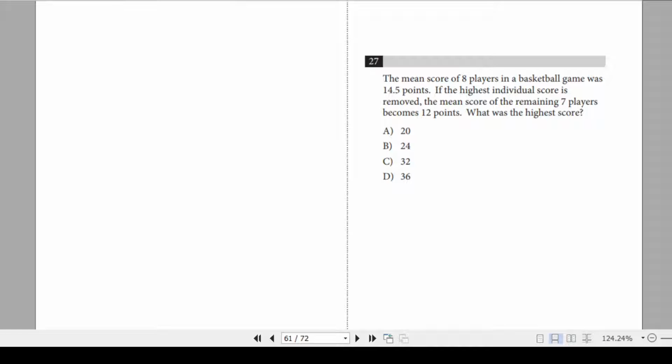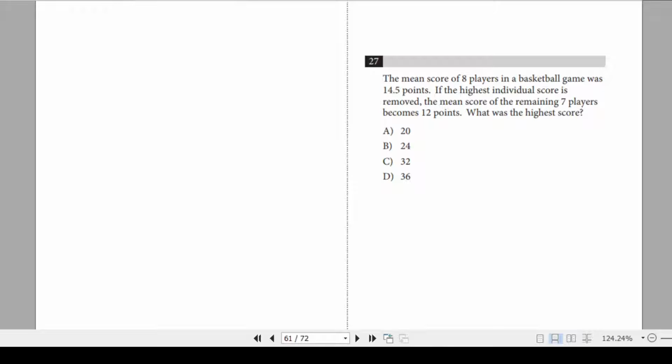Question 27. The mean score of 8 players in a basketball game was 14.5 points. If the highest individual score is removed, the mean score of the remaining 7 players becomes 12 points. What was the highest score?